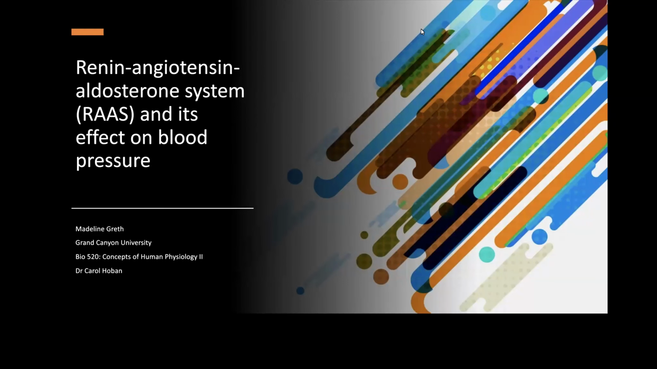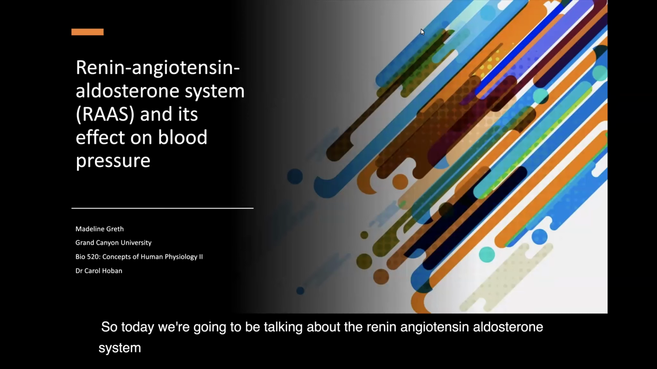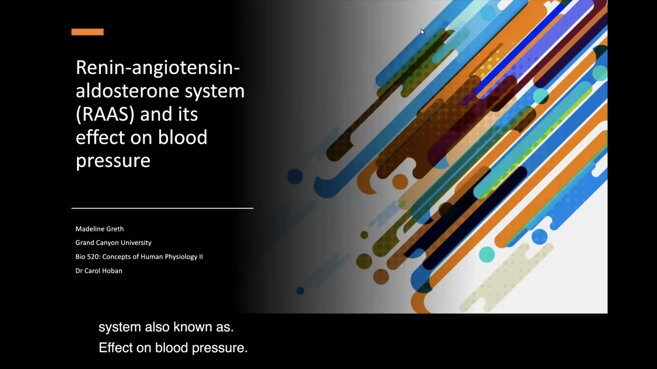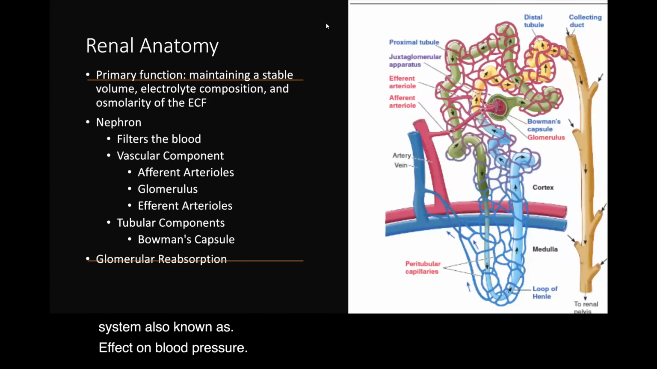So today we're going to be talking about the Renin Angiotensin Aldosterone system, also known as RAS, and its effect on blood pressure. And to start, we're going to start with a little bit of renal anatomy first.